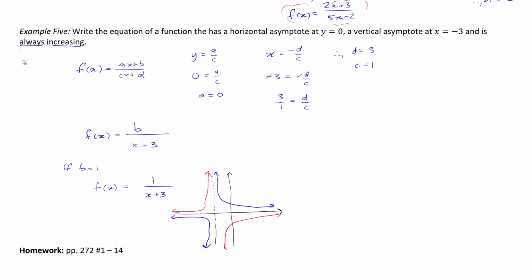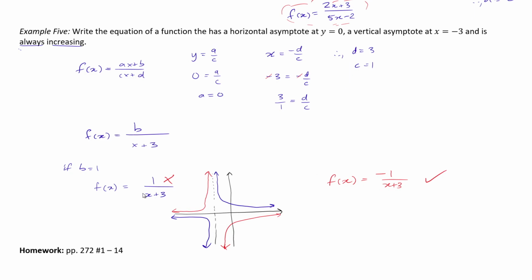So this one does not work. However, f of x equal to negative 1 over x plus 3, because remember, a negative in front of the function means that there's a reflection in the x-axis. That is a function that satisfies all those requirements.